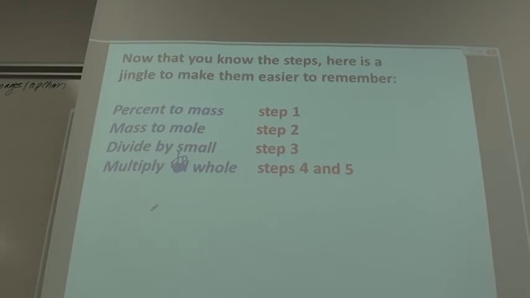All right, when I say go, say the jingle. On your mark, get set, go. Percent to mass, mass to mole, divide by small, multiply to whole. Oh, that was kind of terrible. Can we do this like the choir teacher was standing here? 1, 2, 3, go. Percent to mass, mass to mole, divide by small, multiply to whole. I think that might have been fabulous. Can you do that one more time, please?